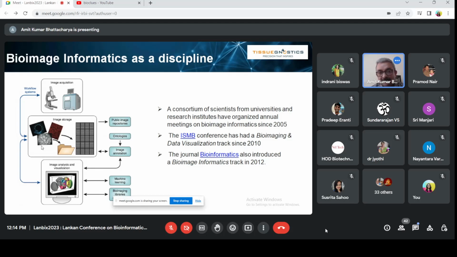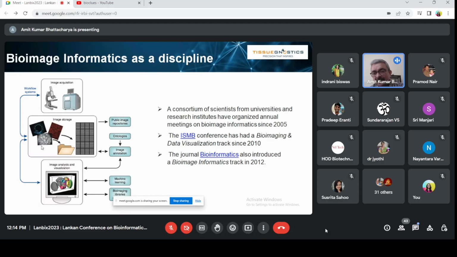building up an image repository, ontologies, annotation of images online on a cloud computer, and analyzing using machine learning techniques, particularly deep learning. So it's about image analysis and visualization of the images and of data. That's how the field is in practice.